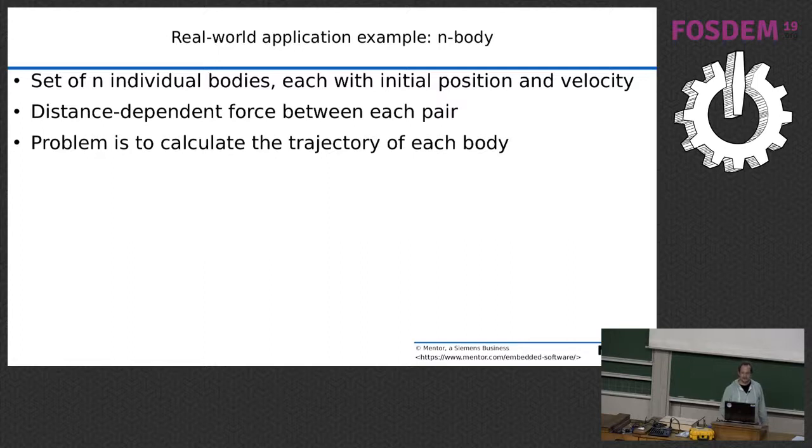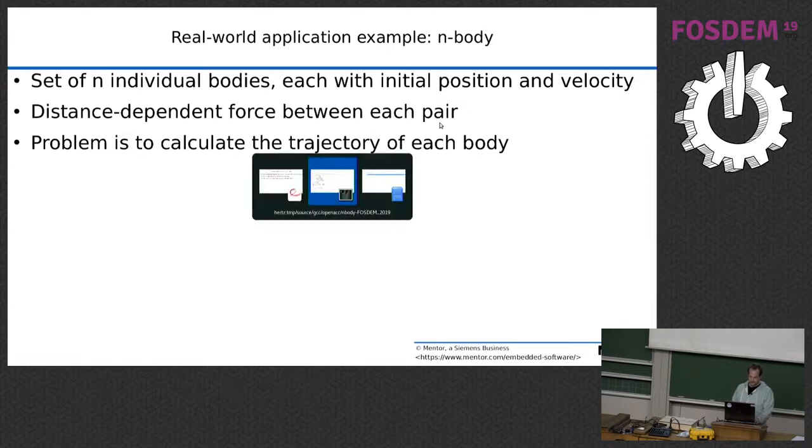Then a real-world example, an N-body simulation that simulates a set of N individual bodies, like stars in the universe or particles or whatever, with distance-dependent forces between each pair. And the problem is to calculate the trajectory of each body. And you can understand, if there's a force between each pair, that's a lot of computation as your problem space grows bigger. So a GPU can be very helpful here.